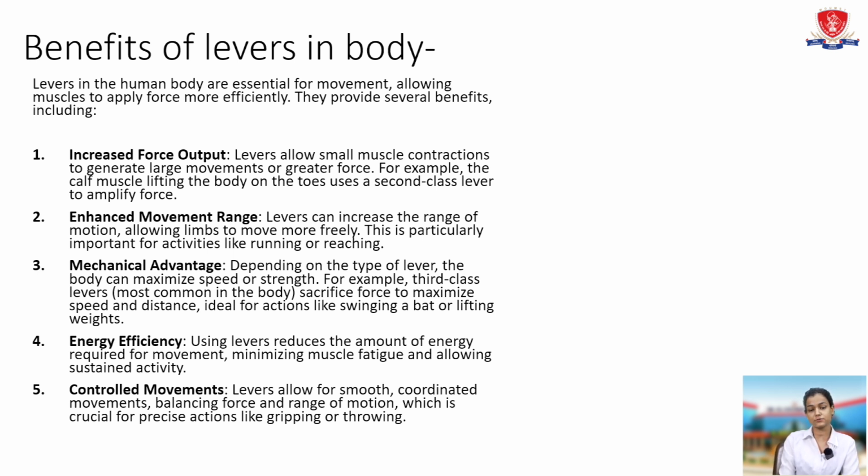Second is the enhanced movement range. Levers can increase the range of motion, allowing limbs to move more freely. This is particularly important for activities like running or reaching. Third, mechanical advantage. Depending on the type of lever, the body can maximize speed or strength. For example, the third-class lever, that is the most common in your body, sacrifices force to maximize speed and distance. Ideal for actions like swinging a bat or lifting weights.